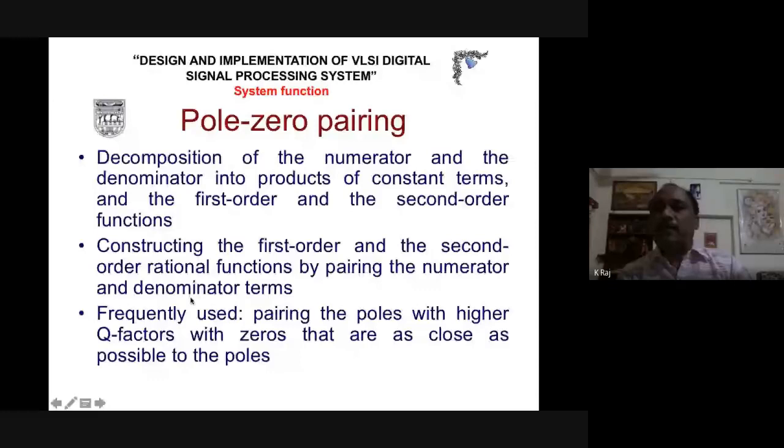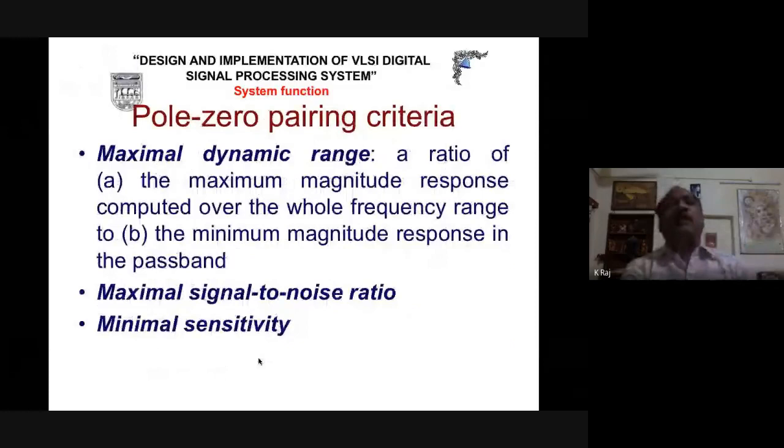And in the third step, what we do? In the third step, pairing the poles with higher Q factors with zeros that are as close as possible to the poles. This concept is known as the pole zero pairing, which we have learned during the time of network, signal system, control system, analog electronics, etc.